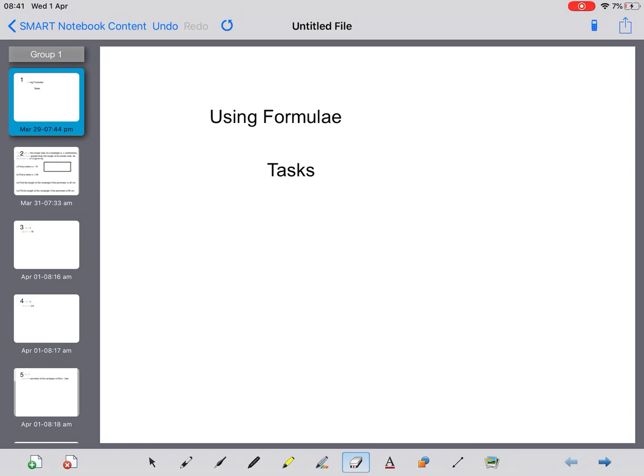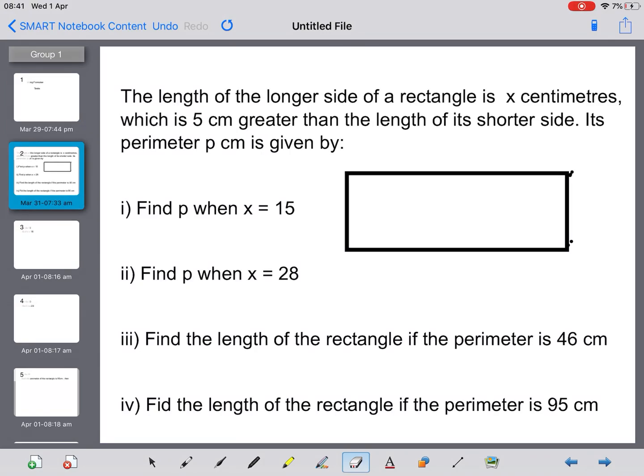Hello, Wednesday already. We're just going to go through the task that was set yesterday after yesterday's lesson. The first one was all about the same kind of problem that was in yesterday's video, where you've got a rectangle. The sides are measured in x this time, and we know that the longest side is x, that's here. It says that the longest side is 5 centimetres longer than the shorter side, so that means the shorter side must be 5 centimetres shorter, so it's x take away 5.